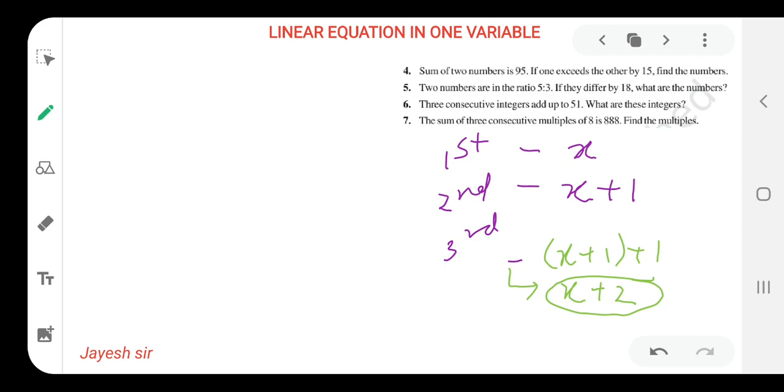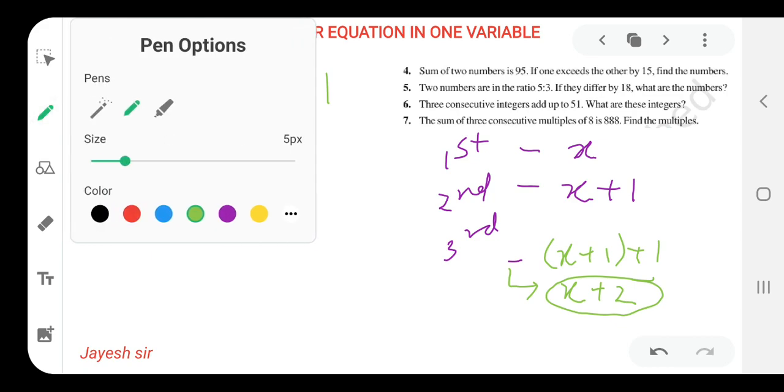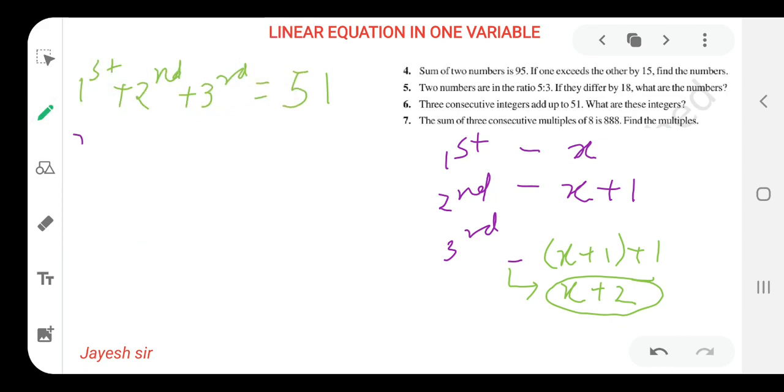Now we will study our question. Three consecutive integers add up to 51. That means after adding first, second and third we will get the result as 51. So let's make the equation: first plus second plus third, after adding them, equals 51. Let's put the values in this equation: x for first, x plus 1 for second, and x plus 2 for third, and we are getting our answer as 51.